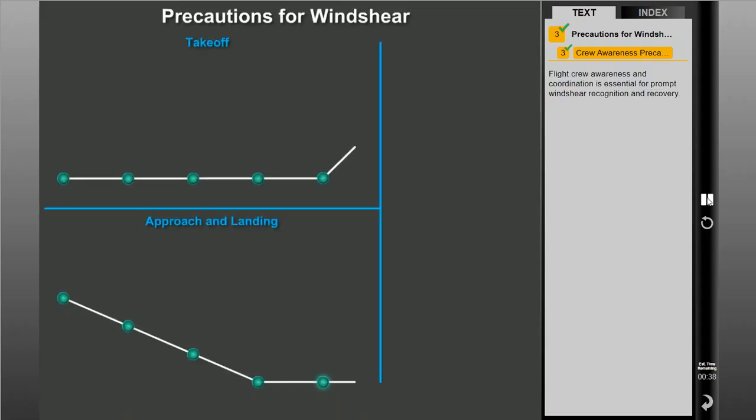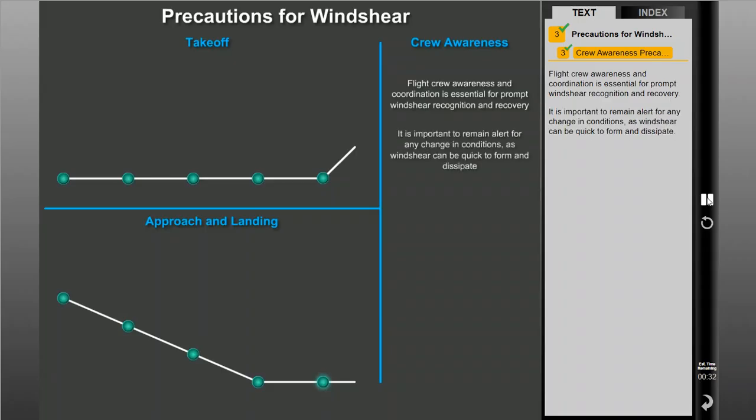Flight crew awareness and coordination is essential for prompt wind shear recognition and recovery. It is important to remain alert for any change in conditions, as wind shear can be quick to form and dissipate. Time available for recognition and recovery is short.